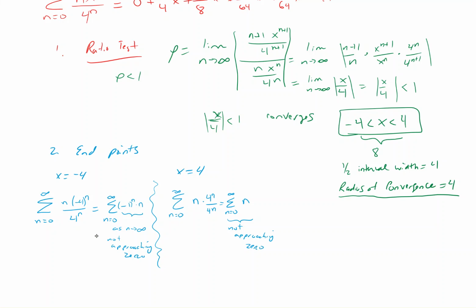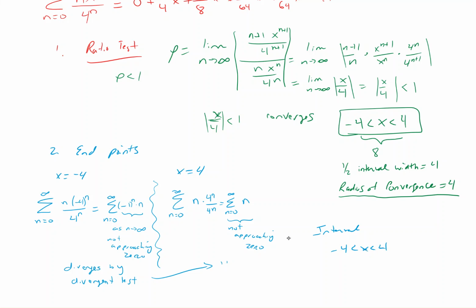So therefore, for this side, when x is negative 4, this diverges by the nth term test, by the divergence test. And so does this one. This also diverges. So negative 4 doesn't work, 4 doesn't work, and therefore our final interval of convergence is negative 4 to 4.